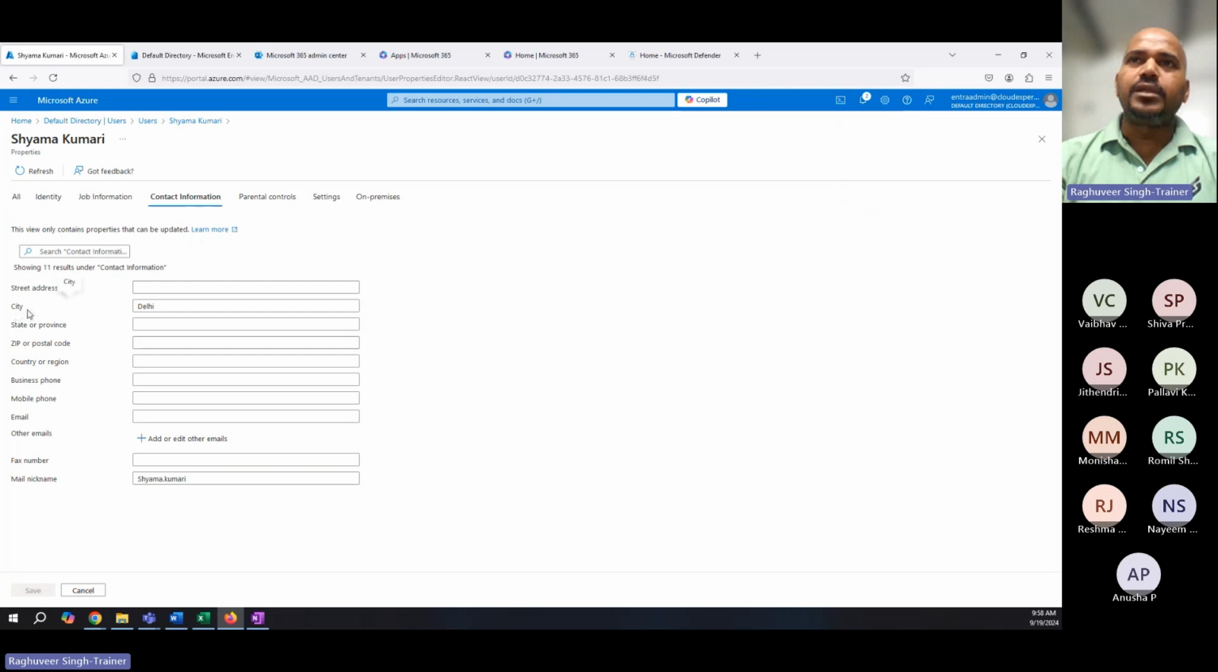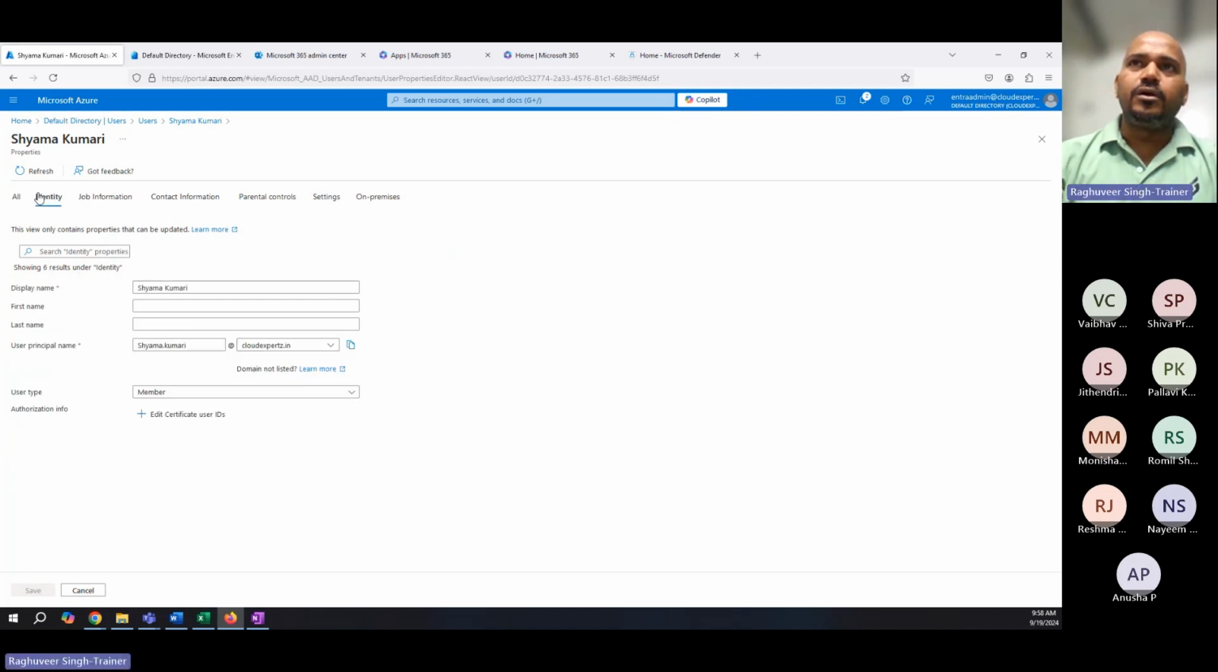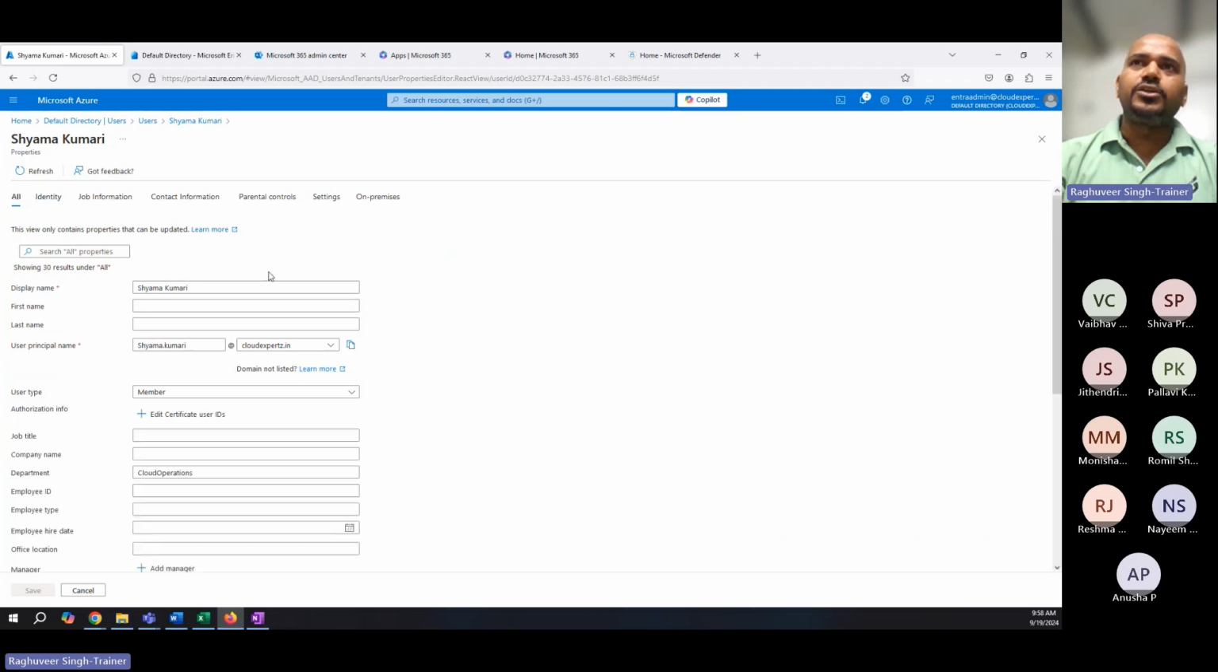Now, when I say city Delhi, let's understand this is the office location. My company has an office in Delhi. So this is an office location. Now, what my HR needs is that whosoever joins in Delhi and is part of the cloud operations team or belongs to the cloud operations department should automatically get provisioned in a specific group. That's one logic that HR needs, so that they don't have to manually add users to the group.